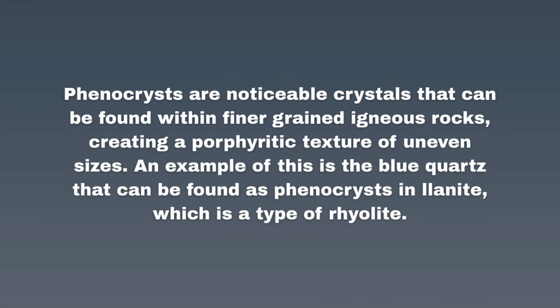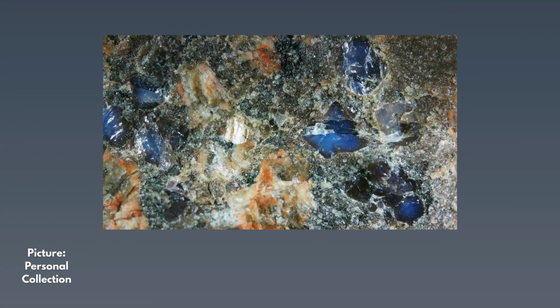Phenocrysts are noticeable crystals that can be found within finer-grained igneous rocks, creating a porphyritic texture of uneven sizes. An example of this is the blue quartz that can be found as phenocrysts in launite, which is a type of rhyolite. Here's some launite with some nice blue quartz phenocrysts. Gotta love the fact that you can just find this on the side of a highway.